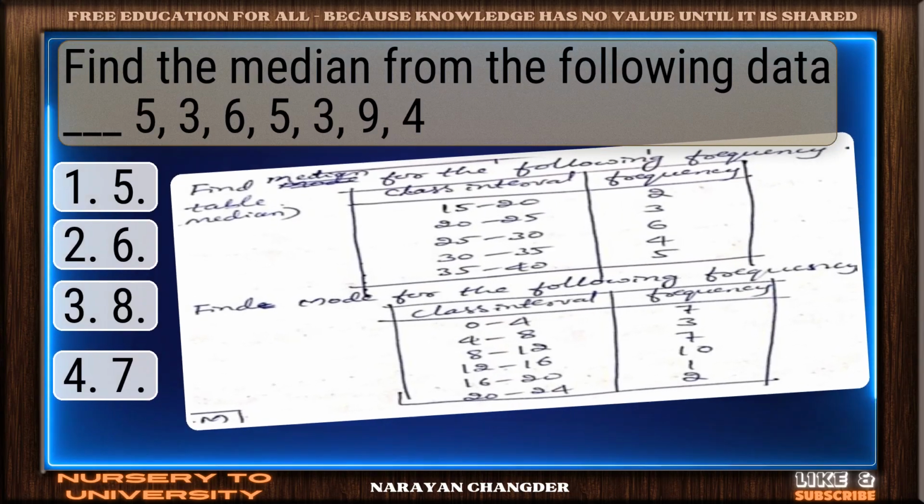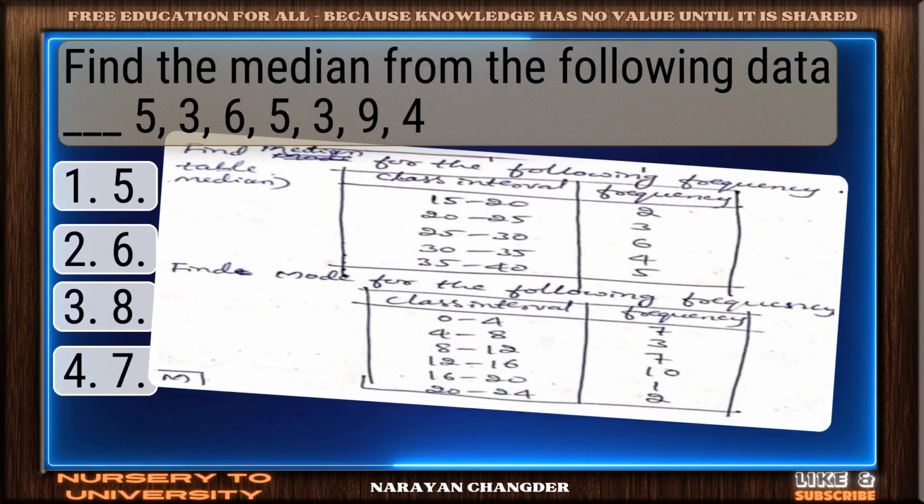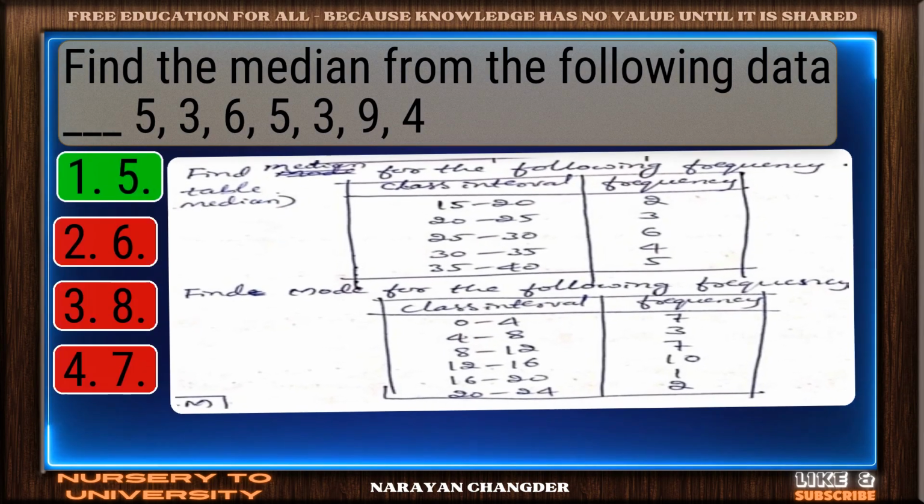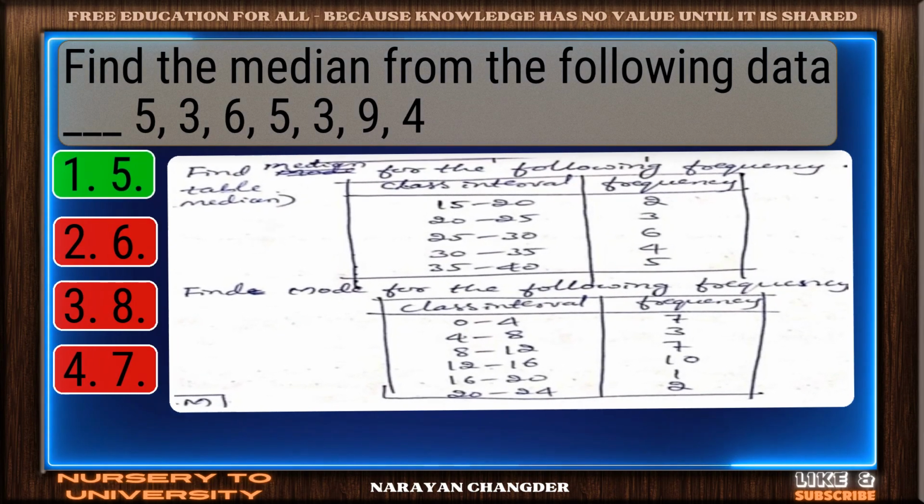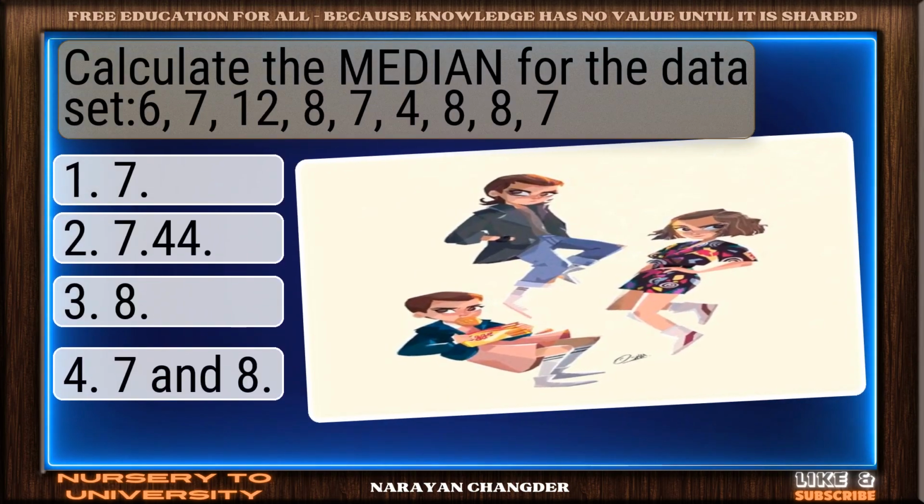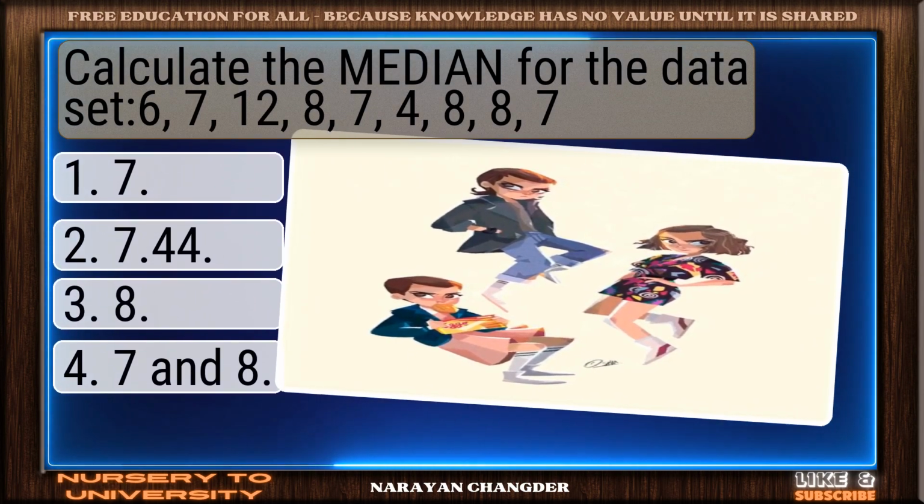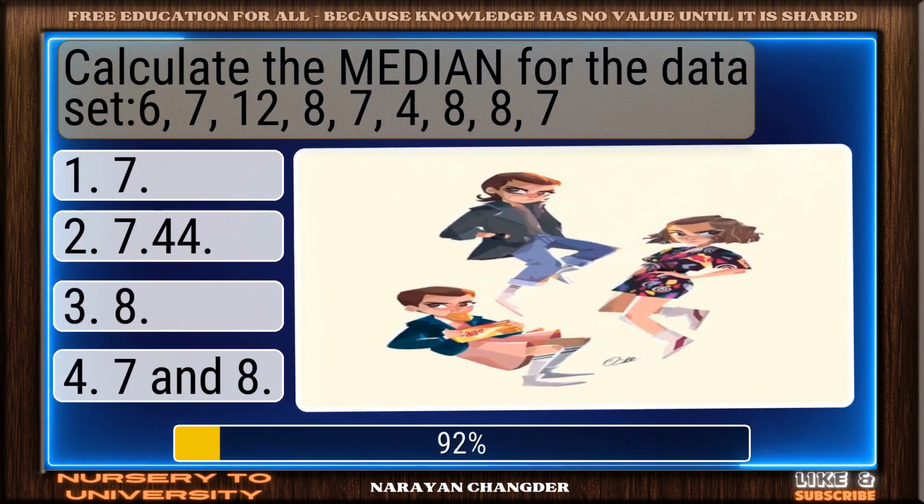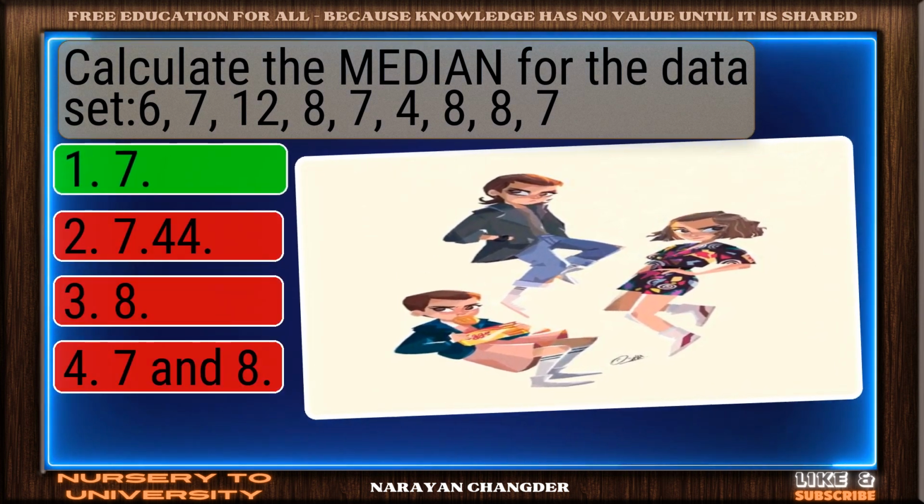Find the median from the following data: 5, 3, 6, 5, 3, 9, 4. Great job. 5 is accurate. Calculate the median for the data set 6, 7, 12, 8, 7, 4, 8, 8, 7. Good thinking. 7 is right.